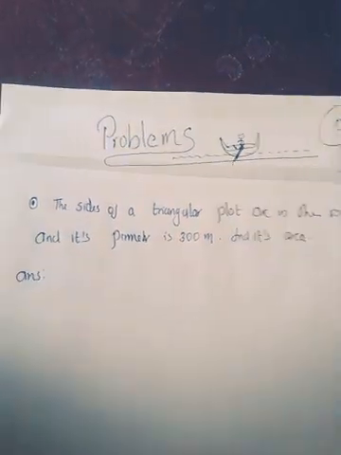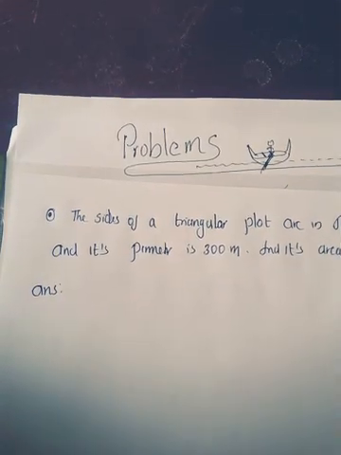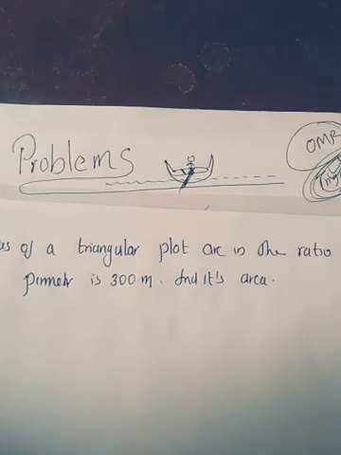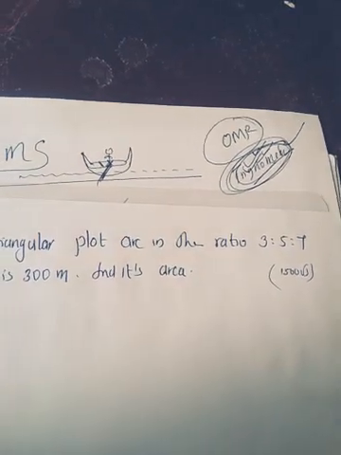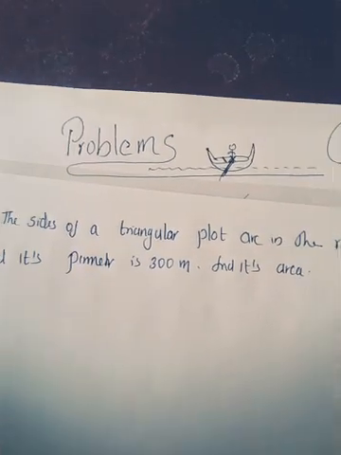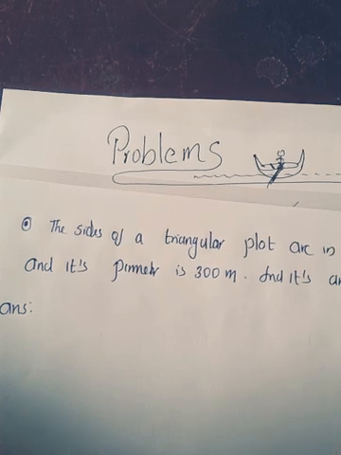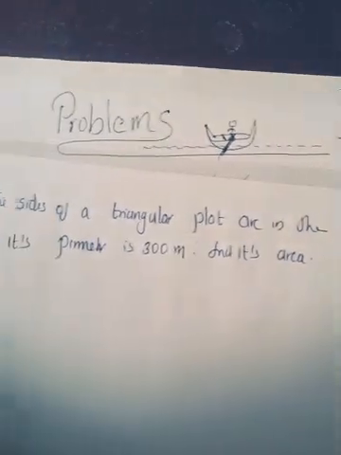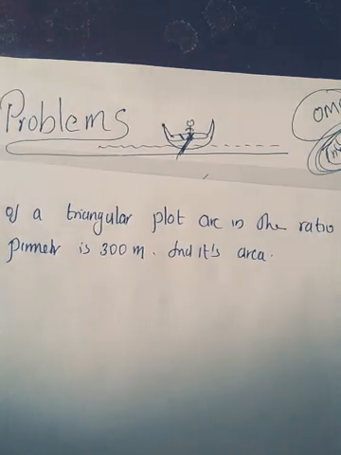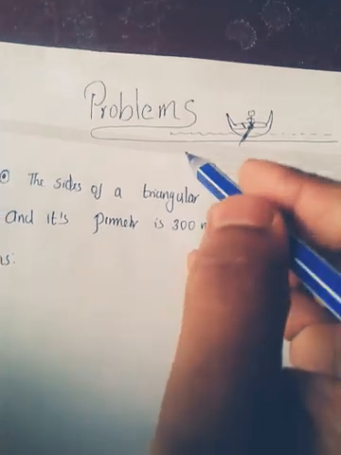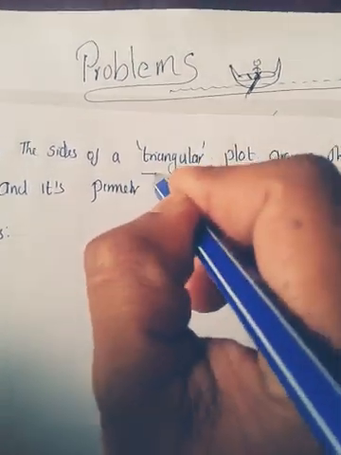See, the question is: the sides of a triangular plot are in the ratio 3:5:7 and its perimeter is 300 meter. Find its area. Let me repeat the question. The sides of a triangular plot are in the ratio 3:5:7 and its perimeter is given as 300 meter. We are supposed to find out the area.